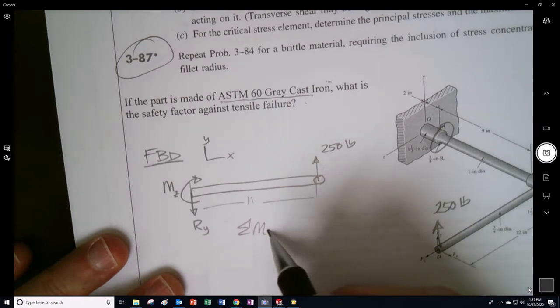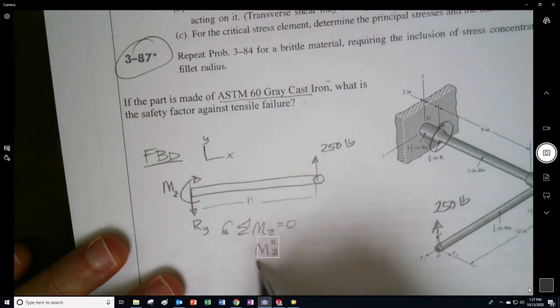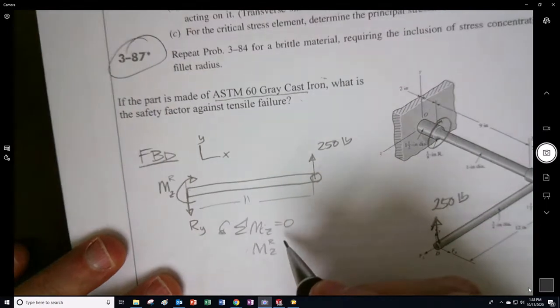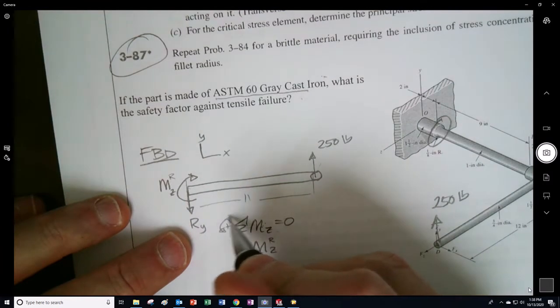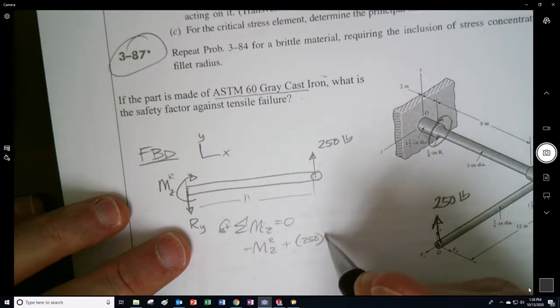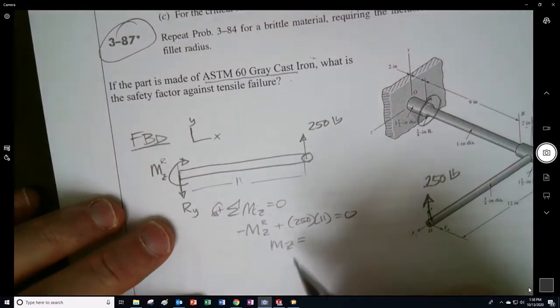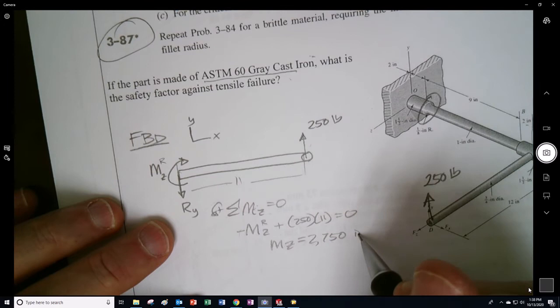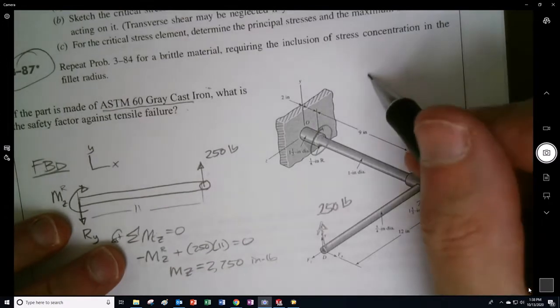Sum of the moments about z is equal to 0. So reaction Mz, I'm thinking about starting to include an R right there so you know that this is a reaction, not a variable. It's its own thing, right? So we can put it up right there. And that's going to be negative because that's going this way. We define counterclockwise as positive. So we have plus our 250 times our 11 equals 0. So Mz is going to be 2,750 inch-pounds.